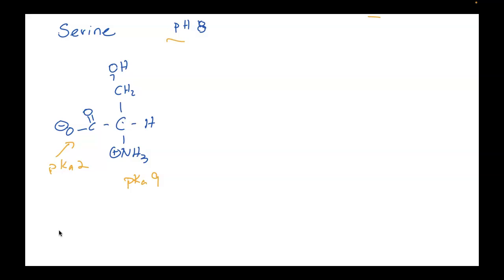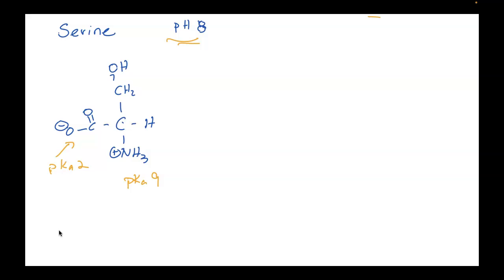So at pH 8, what we have to do is look at our pH relative to the pKa. If the pH of the solution is below the pKa, you're going to have the protonated state. If the pH is above the pKa, there are fewer protons around and things will be deprotonated.